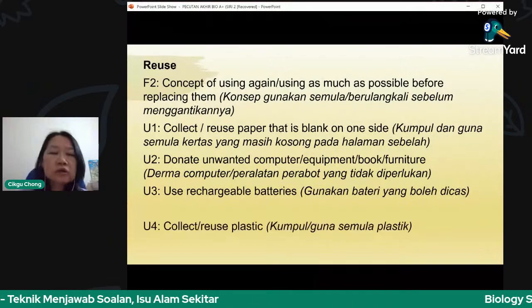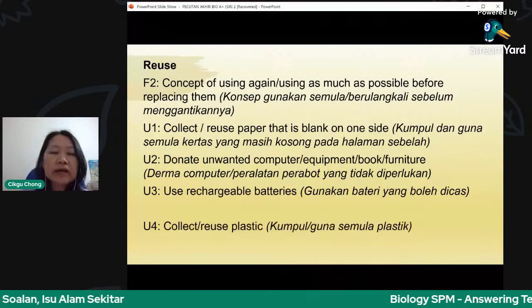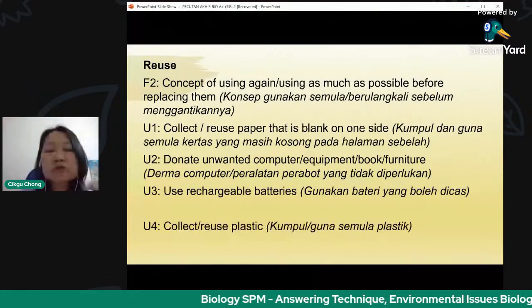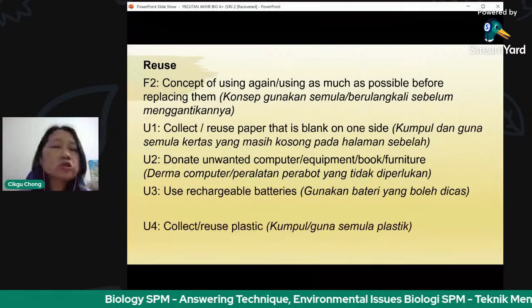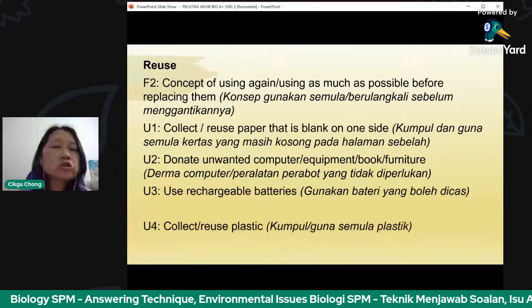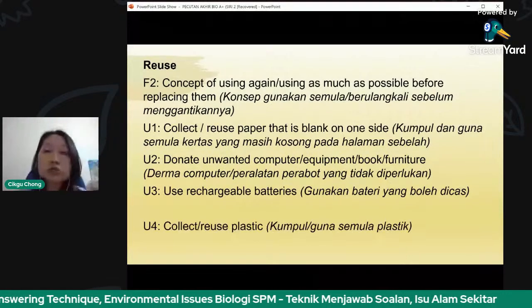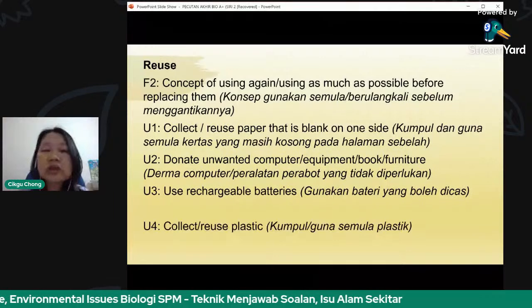Okay, you collect or reuse plastic, right? Use plastic again now, right? Don't just use it single use. Try to maximize the usage. Collect or reuse glass. Okay, glass is more durable. You also reuse it. Use your glass, wash it, clean it, use it to put something else.